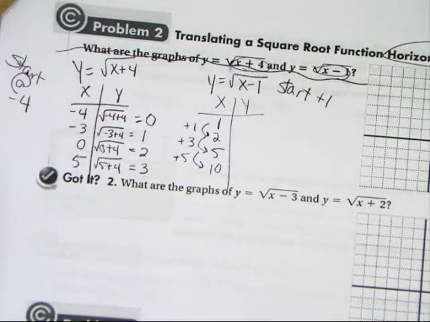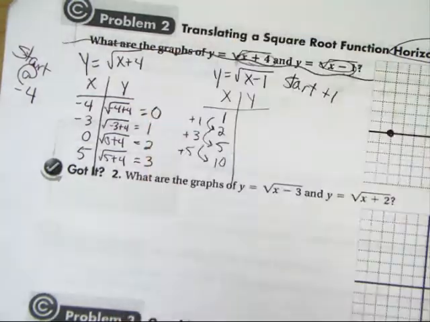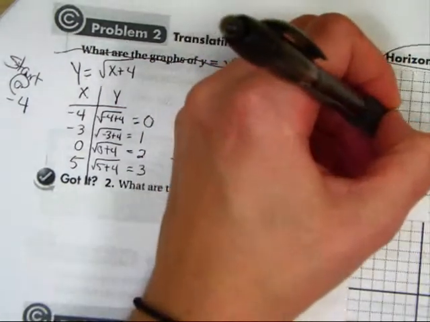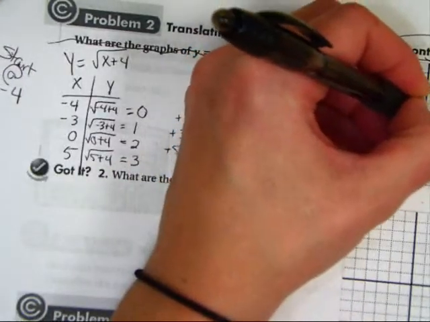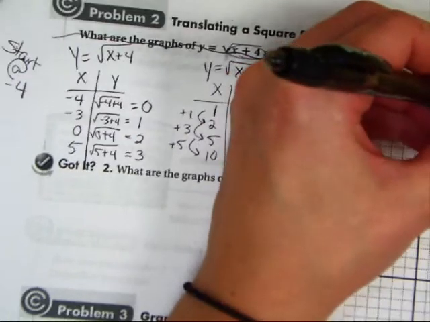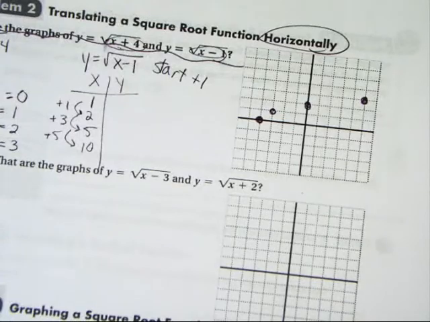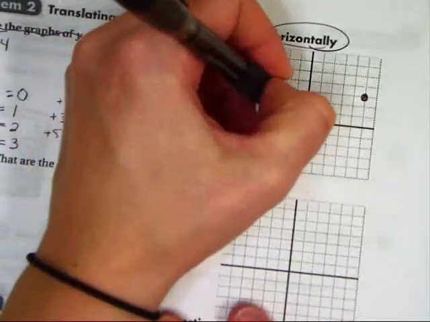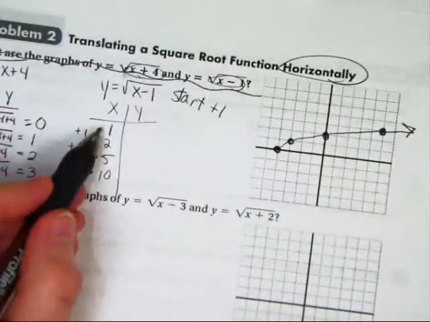Let's plot these points. Negative 4, 0. 1, 2, 3, 4 there. Negative 3, 1. 0, 2. And 5, 3. Notice we have not changed the shape at all. We just moved it to the left. Let's plug in these values.